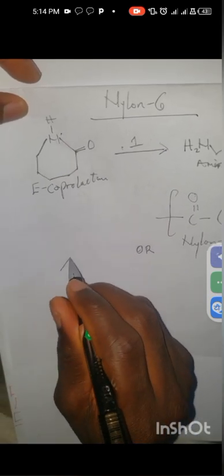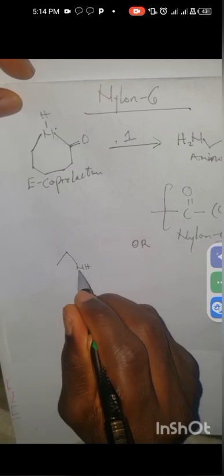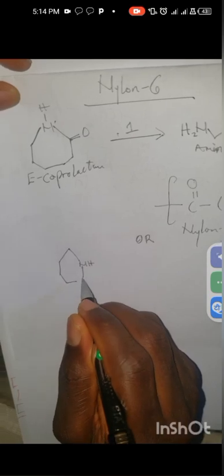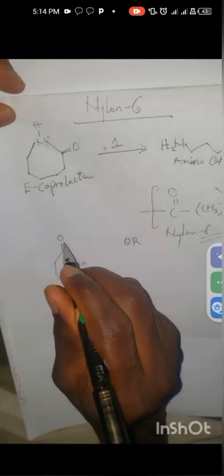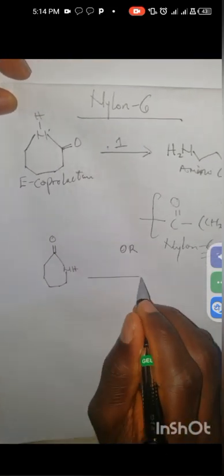Just show this arrow like this. Okay, put NH here. But you make sure that this ring is 7: 1, 2, 3, 4, 5, 6, 7. So here there is a double bond O, which is a carbonyl group. Here also is a carbonyl. It's not a carboxylic acid functional group. Then you continue by putting your arrow.